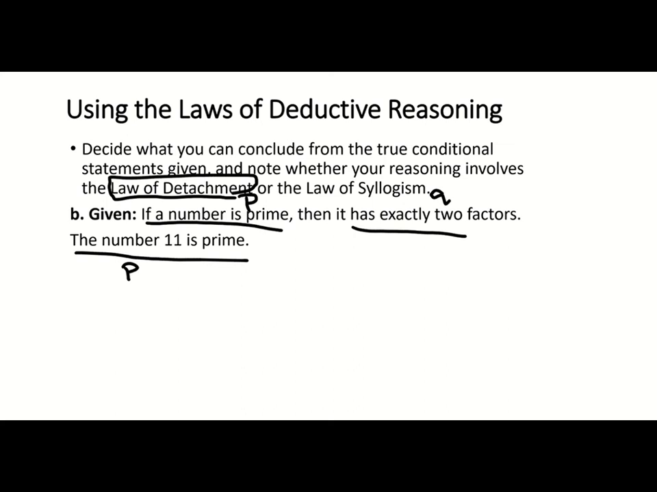So the number 11 is prime, so our conclusion would be, then it has exactly 2 factors.